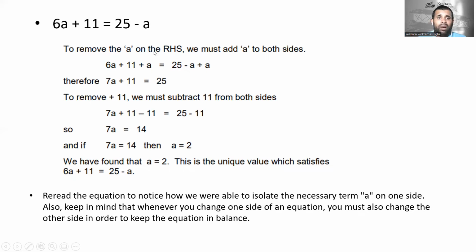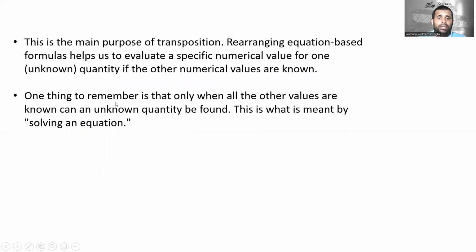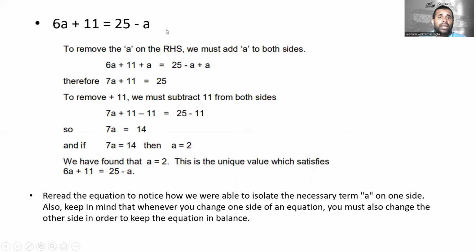To remove a from the right hand side, we must add a to both sides. So then 6a plus 11 plus a equals 25 minus a plus a. Therefore 6a plus a equals 7a, so 7a plus 11 equals 25.